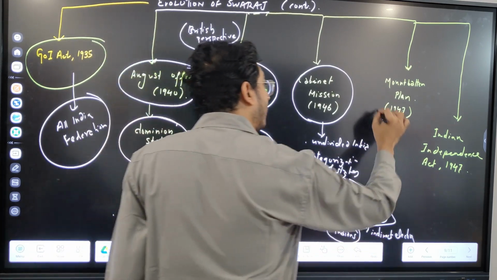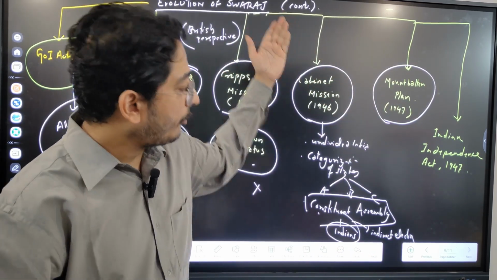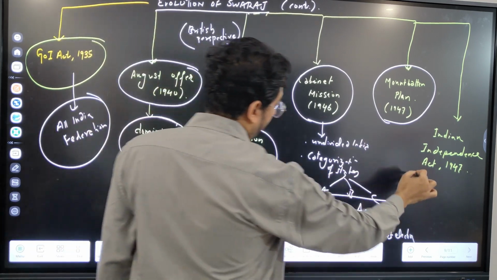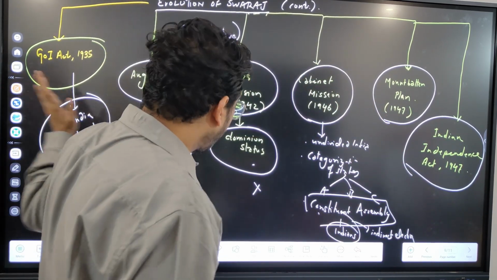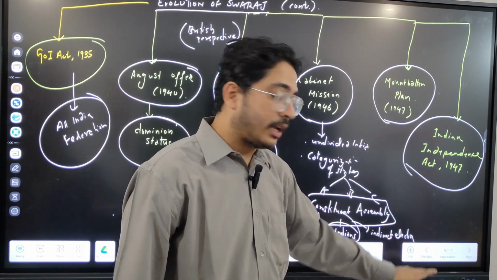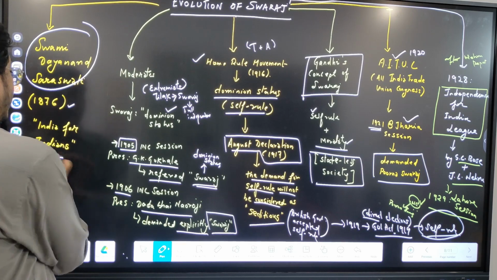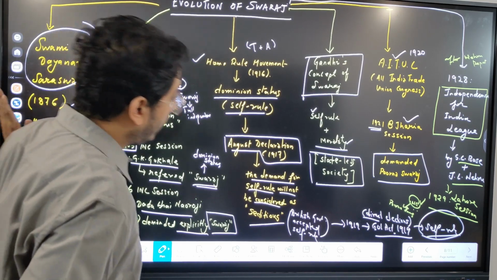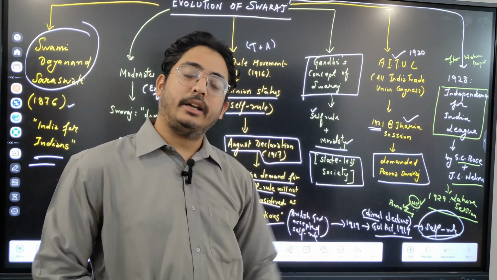Finally, the Mountbatten plan came and the division plan came, and from that the Indian Independence Act happened, where we got the final independence. So this is how the evolution of Swaraj happened, starting from the late 19th century and going through the full process of the national movement till 1947.